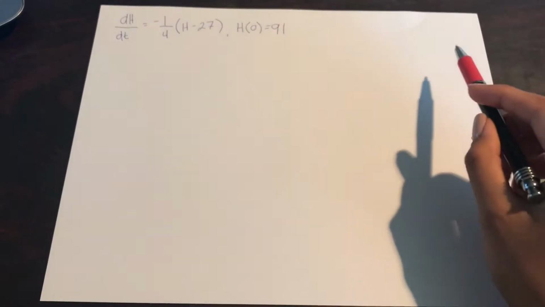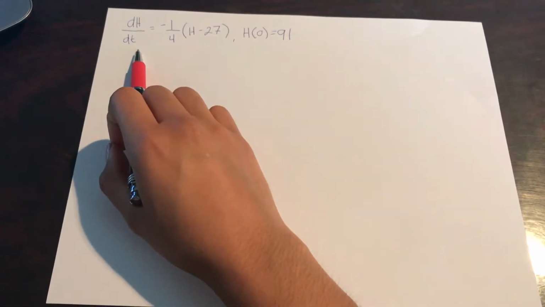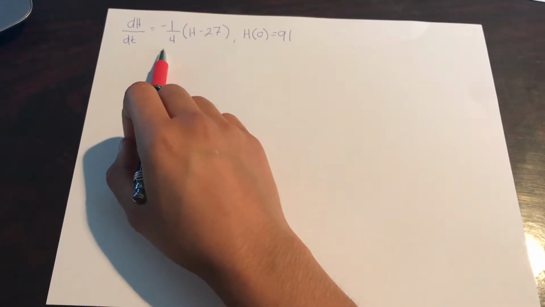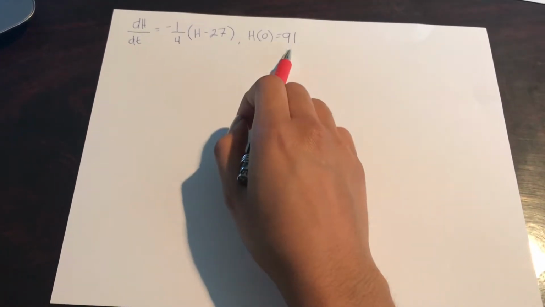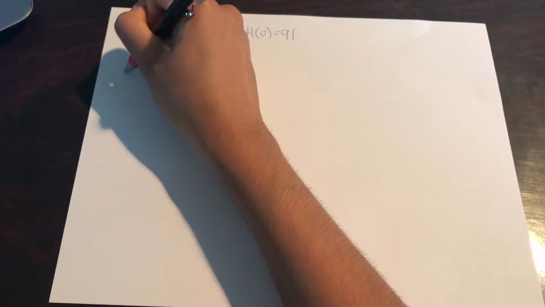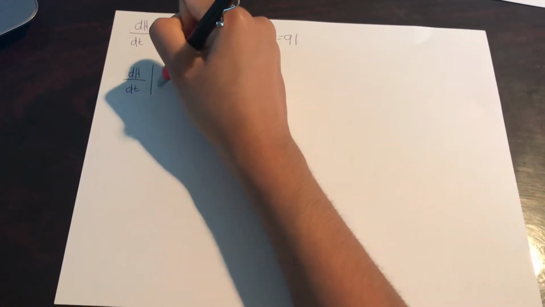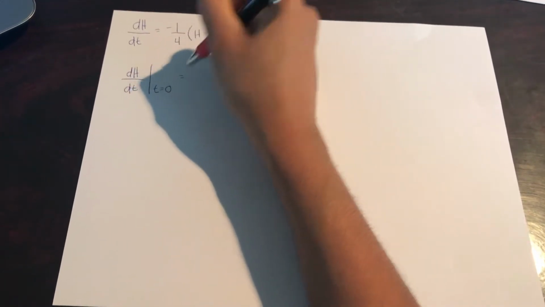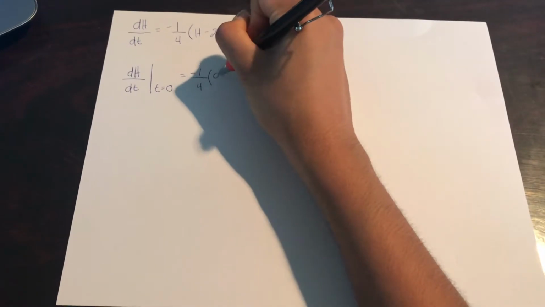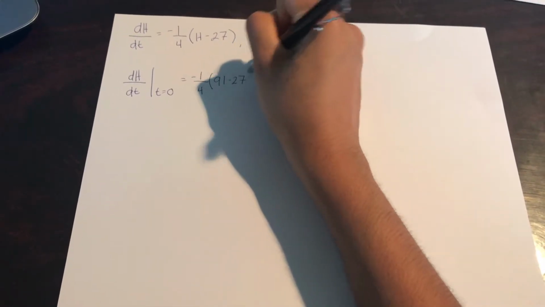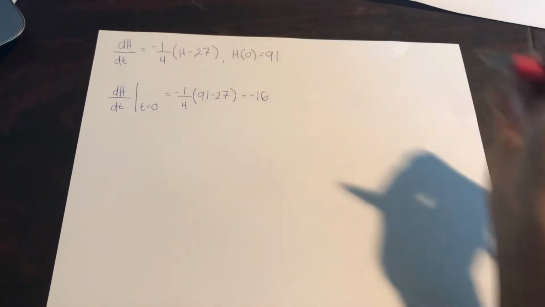So now in order to find the slope at this point, you are going to use the equation that they gave you, dH over dt is equal to negative 1/4 times h minus 27, and you're just going to plug in 91 for your h. So dH over dt at t is equal to 0 is equal to negative 1/4 times 91 minus 27. And your answer is going to be negative 16.